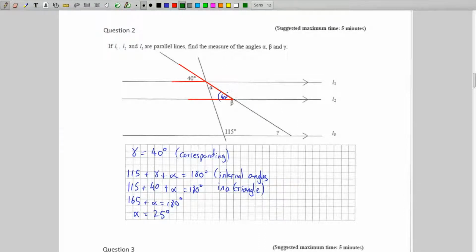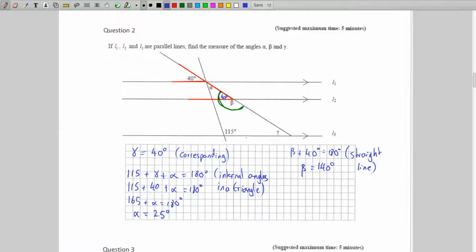What I also know is we have a straight line here, and of course angles on a straight line have to add to 180 degrees. So I know beta plus 40 degrees is 180, and that's because it's a straight line. So beta has to be 140 degrees.